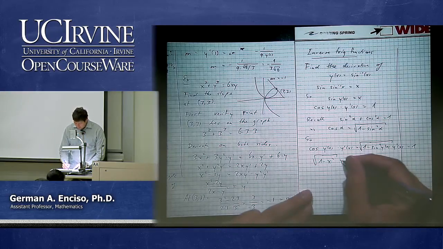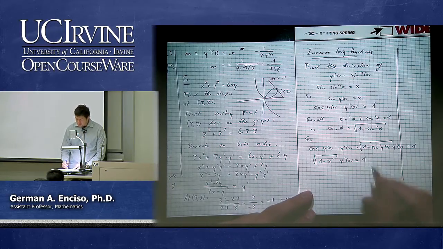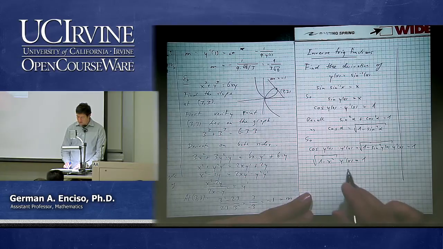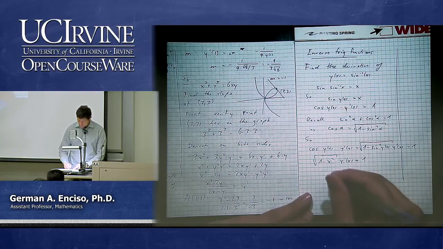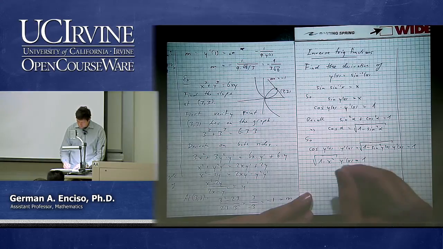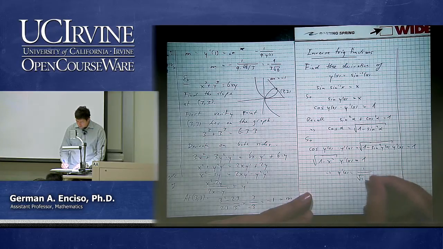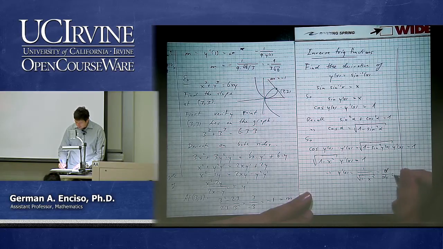All right, so then we're getting awfully close to an actual expression for y prime, because I can divide on both sides and I get y prime of x equals 1 over square root of 1 minus x squared. And this is the derivative of sine minus 1 of x.